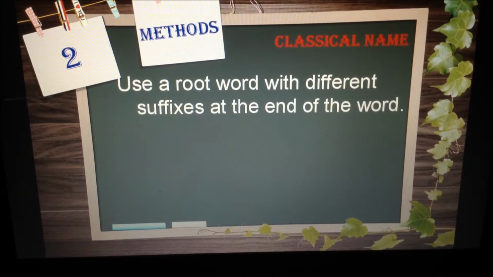We use a root word with different suffixes at the end of the word. So the same example, copper. The cuprous ion or cupric ion, with different charges, are read in different ways.